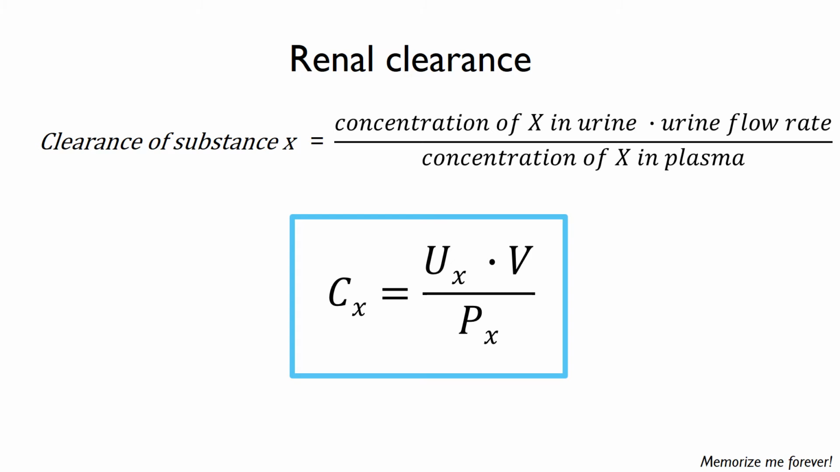This is written out down here below: C equals U times V over P. Hopefully this is something that you will memorize forever, plant it in your brain bank, and pull it out whenever somebody asks you, what is the equation for clearance? C equals U times V over P.